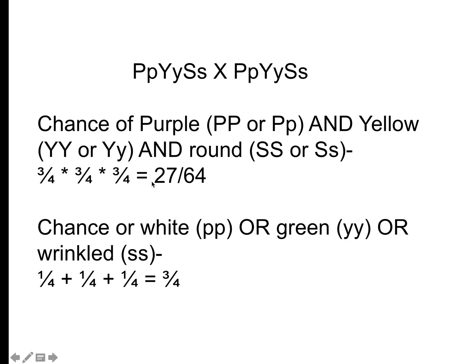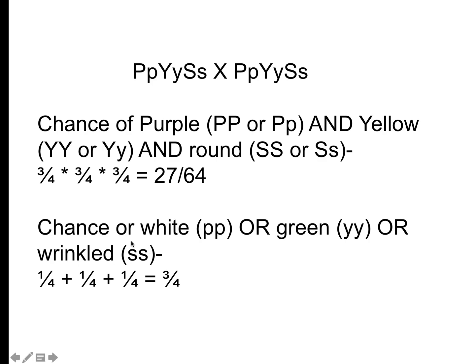I can do another situation. What's the chance of being white, green, or wrinkled? Well, the chance of being white is 1 out of 4 because white is recessive. 3-1 ratio, 1 out of 4 by chance will be recessive. This is also recessive, so also 1 out of 4. Wrinkled is also recessive, also 1 out of 4.